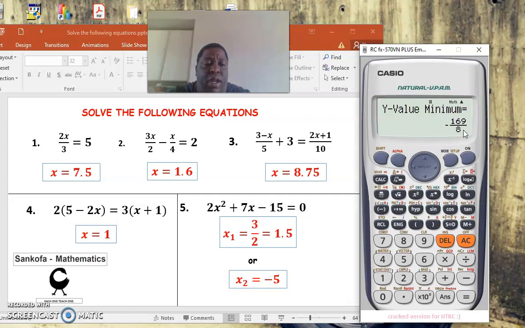All right, so when they ask you to find the turning point, then that is going to be the values that you're going to insert.